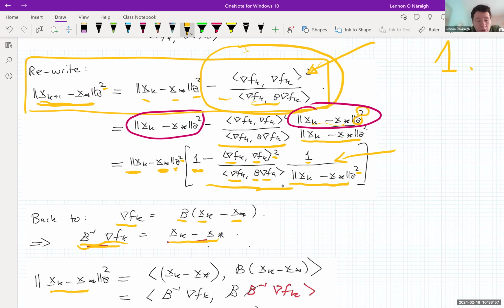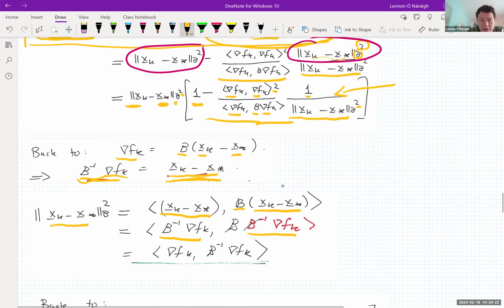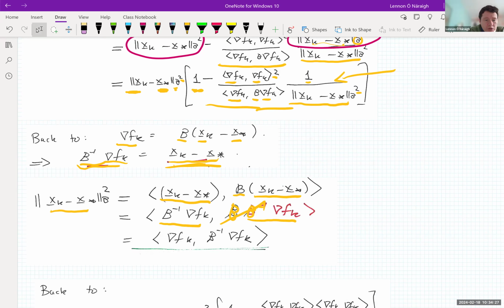So the B norm squared of xk minus x star, by definition, is the scalar product of the vector xk minus x star with the vector again, weighted by B. But I now fill in for xk minus x star, which is B to the minus 1 grad f. And I therefore get some cancellations so that the B norm squared of xk minus x star is grad f scalar product with B to the minus 1 grad f.